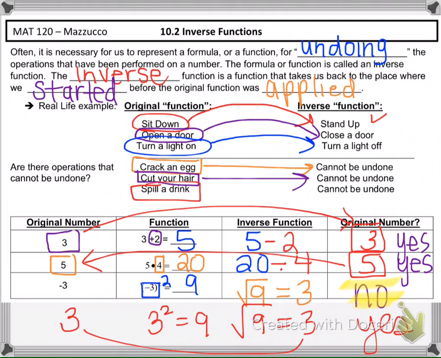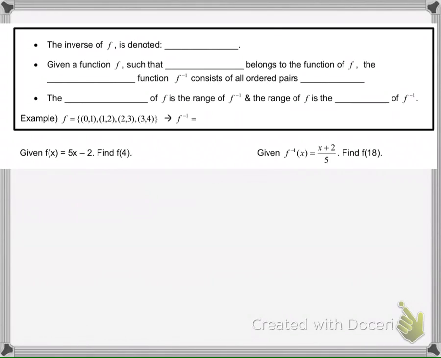So let's do a couple more examples to help us see and understand what an inverse is. So first of all, if we want to say that something is the inverse to another function, if I had function f and I wanted to say that another function was its inverse, I would use the letter f, and then I would put a little -1 in the upper corner here. So that means the inverse of f.